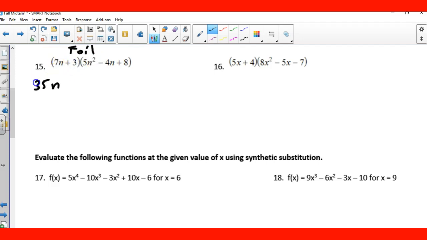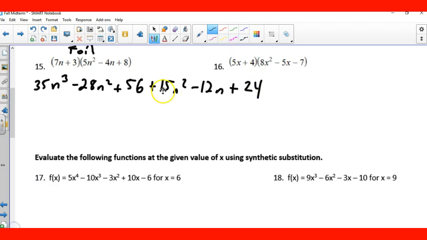It's going to be 35n cubed. 7n times negative 4n is going to be a negative 28n squared. 7n times 8 is going to be a positive. Right there. We have 3 times 5n squared, so it's 15n squared. And then 3 times negative 4n is going to be negative 12n. And 3 times 8 is going to be 24.